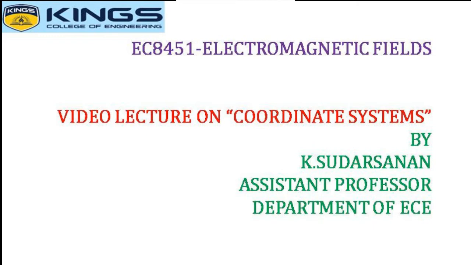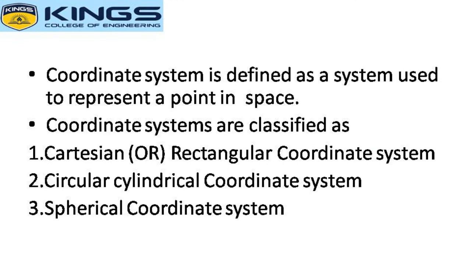Today I am going to deliver a video lecture on coordinate systems. A coordinate system is defined as a system used to represent a point in space. Coordinate systems are classified into three categories. First, the Cartesian or rectangular coordinate system. Second, the circular cylindrical coordinate system. Third, the spherical coordinate system.